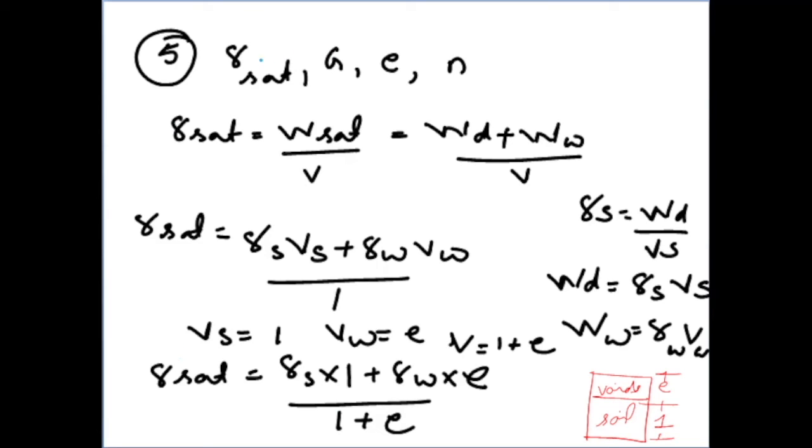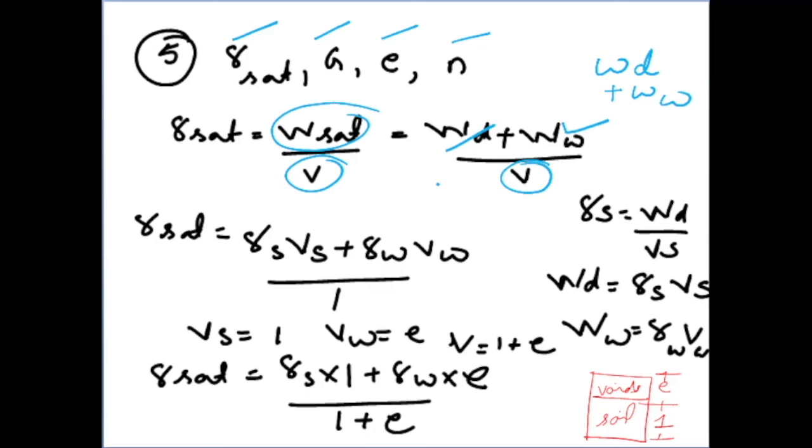Coming to the next equation, which relates gamma saturated, specific gravity, voids ratio and the porosity. What is gamma saturated? Density of wet soil. That means weight of the saturated soil divided by the volume. What do you mean by saturated soil? Saturated soil means it has the soil and it has the water. Air is absent. So gamma saturated can be written as weight of the soil plus weight of the water divided by the total volume.